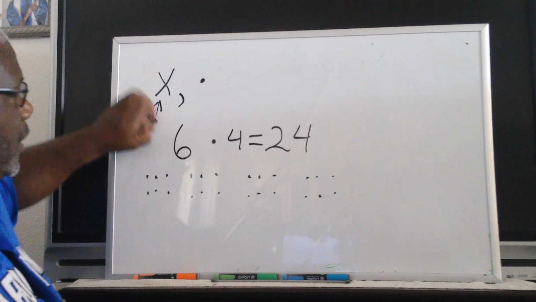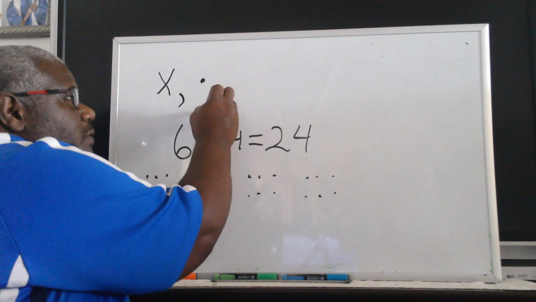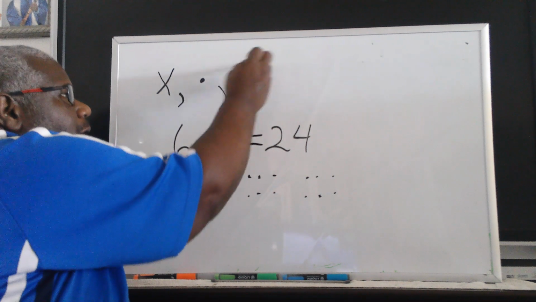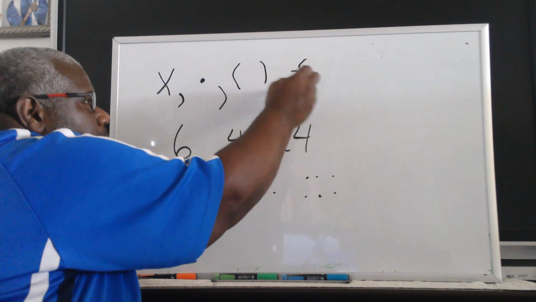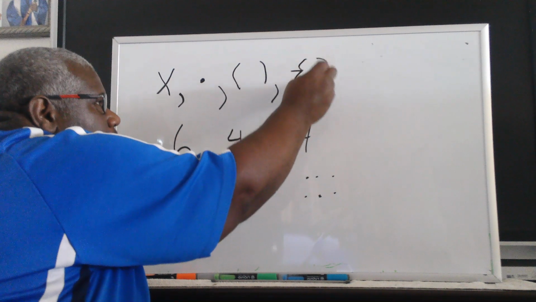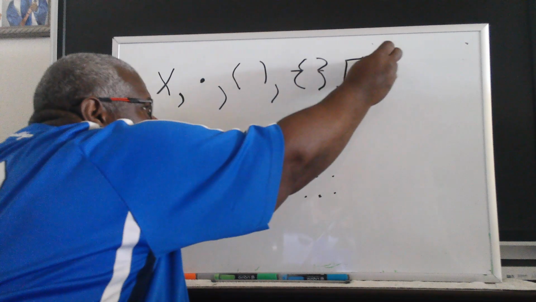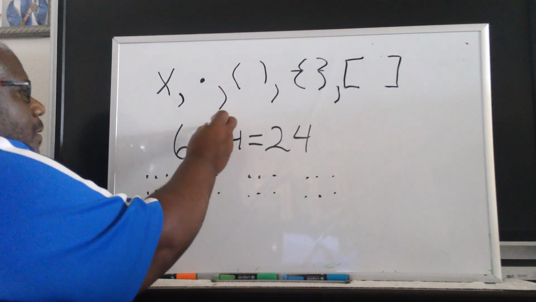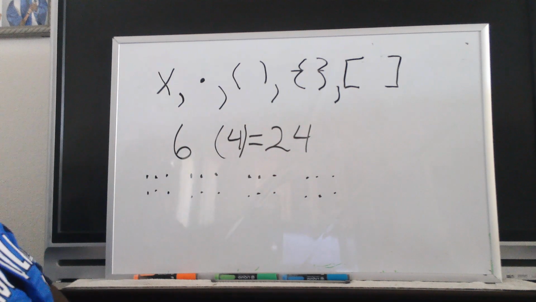Okay? Also, another way of writing this is by using enclosures: parentheses, brackets, braces. So you'll see this like that. 6 times 4 is 24.